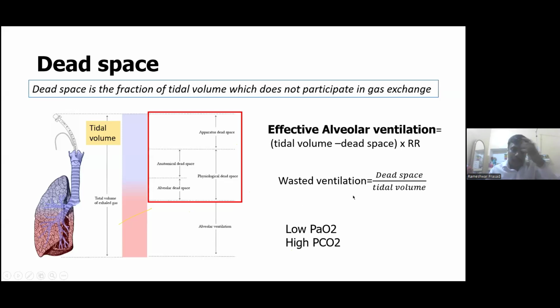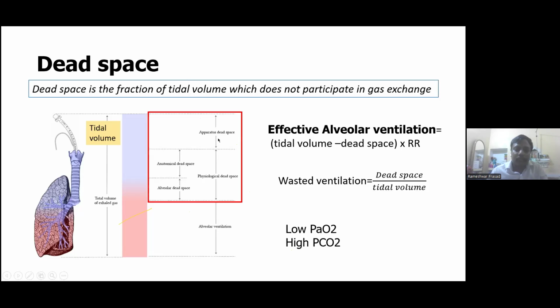Now, if you calculate the percentage of dead space to tidal volume, it will be around 25 to 30%. And if there is high dead space, PO2 will be low and PCO2 will be high. Therefore, you will have to reduce dead space.